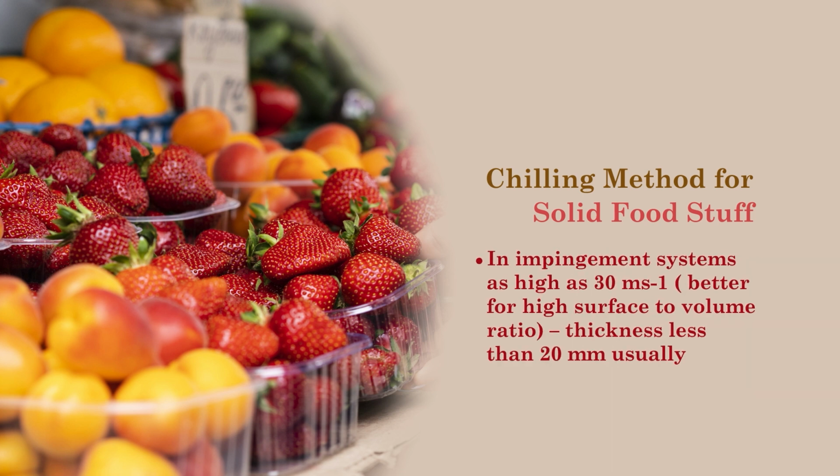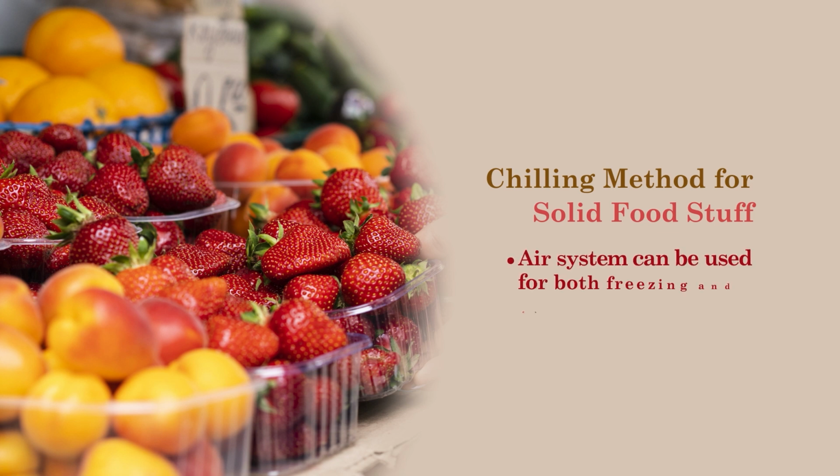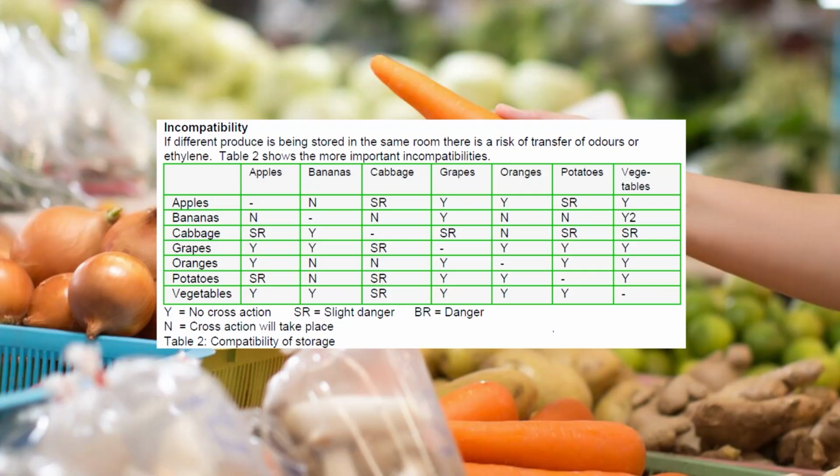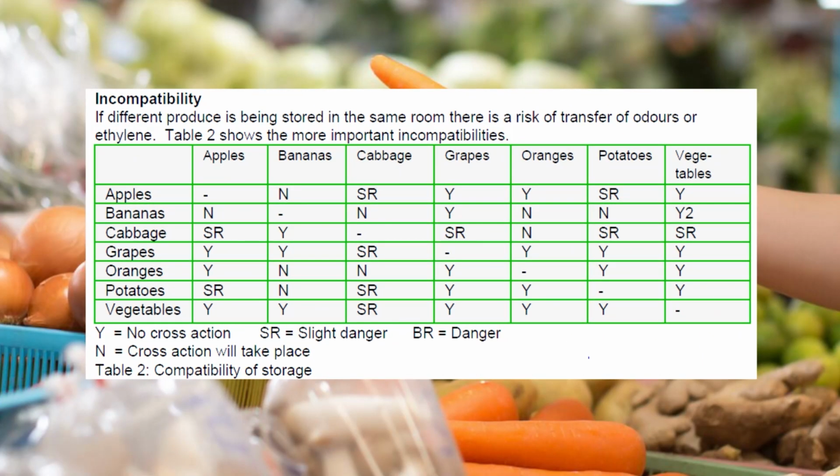There could be impingement, which can help in minimizing the loss of moisture, and faster cooling can also be carried out through this. Air systems can be used for both freezing and chilling. For cold storage, what is important is to see compatibility. I mentioned just now tainting in meat. Similarly, fruits and vegetables need to be seen.